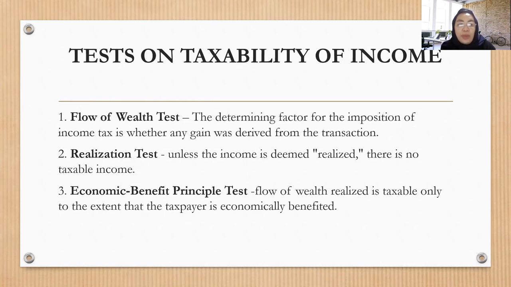So flow of wealth test is the determining factor for the imposition of income tax is whether any gain was derived from the transaction, okay? Realization test, so unless the income is deemed realized, there is no taxable income. Economic benefit principle test, the flow of wealth realized is taxable only to the extent that the taxpayer is economically benefited, okay?